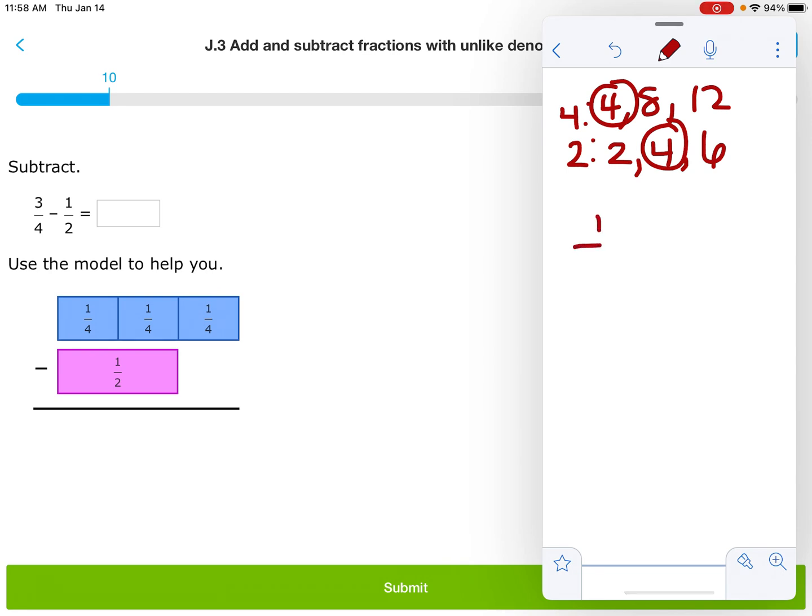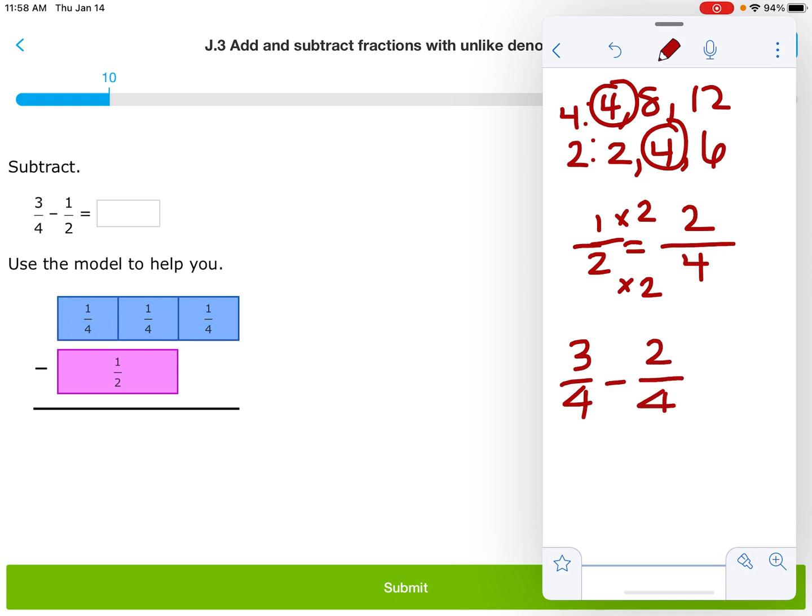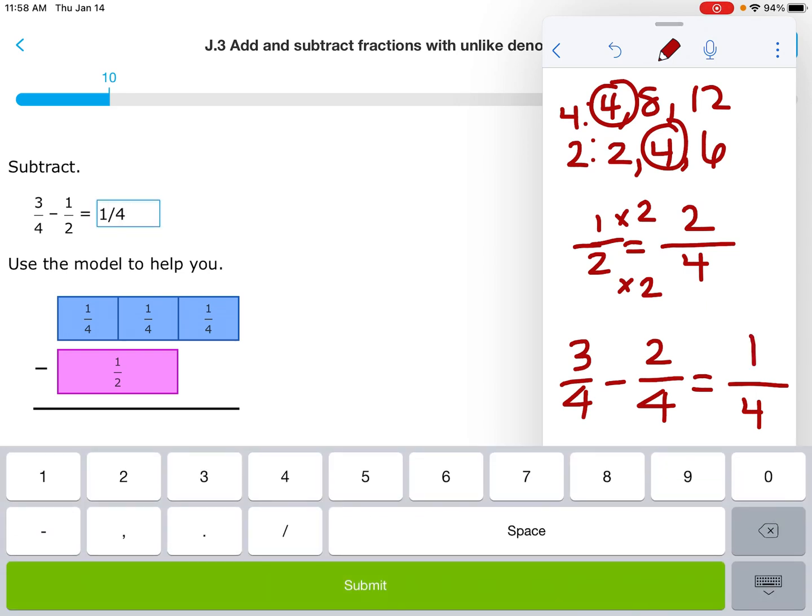So we need to change 1/2 to a denominator of 4. 2 times 2 gives us 4. What we do to the bottom, we also have to do to the top. 1 times 2 gives us 2. Alright, so now let's go ahead and subtract. We're taking 3/4 minus 2/4. And again, when we're subtracting and our denominators are the same, our denominator is the same in our answer, and then we subtract our numerators. 3 minus 2 gives us 1. So 1/4 is our answer.